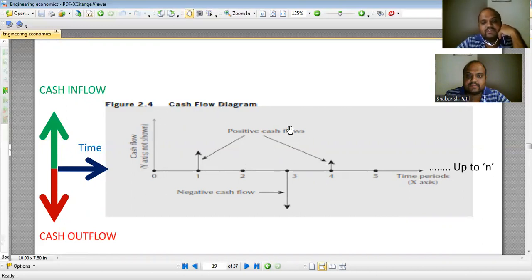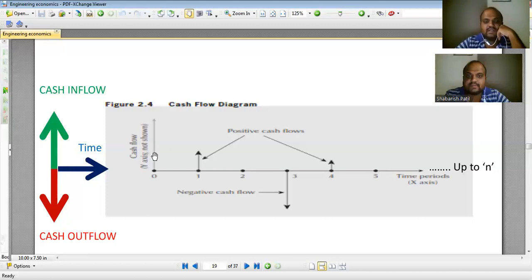This cash flow diagram is very important because cash flow statements are so complicated that they become difficult to understand if you write them down in words. If we represent them graphically, it makes it easy to understand the cash flow in a given system. That's why cash flow diagrams are used. So this is the cash inflow and this is the cash outflow.